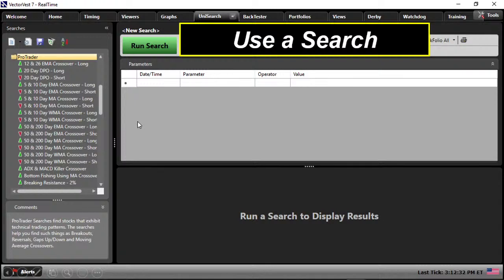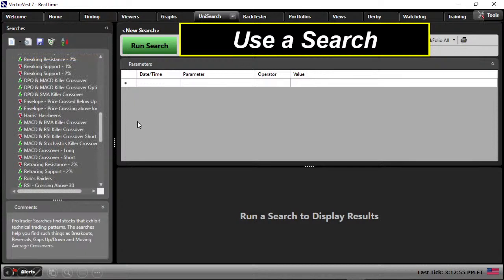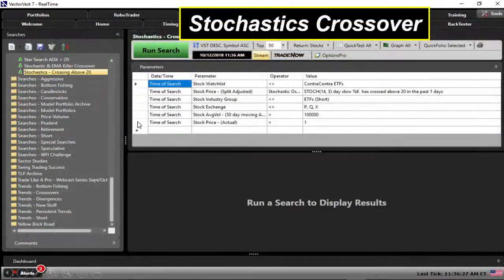Within our VectorVest Premium program, we have a tool called Pro Trader. It's a technical analysis tool. It allows us to search for a lot of different technical indicator situations, whether it be crossovers or retracements or anything like that. So we have scans that look for stochastics crossovers, crossing from below 20 to above 20. You can modify the search as well.